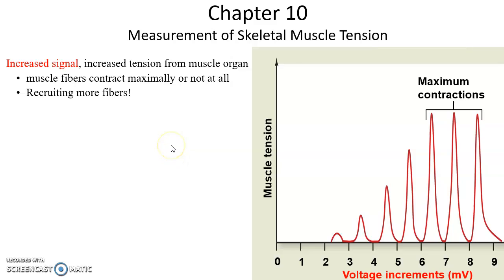Now, if you increase the amount of voltage that is used to trigger the muscle organ, you increase the tension. More force will be generated. So higher voltage gives a higher amount of force, increased muscle tension, until you reach a maximum plateau. After that, increasing the voltage will not increase the amount of contraction. Basically, the muscle is recruiting more and more of those motor units. More fibers are contracting with more voltage until you have all the muscle fibers contracting.